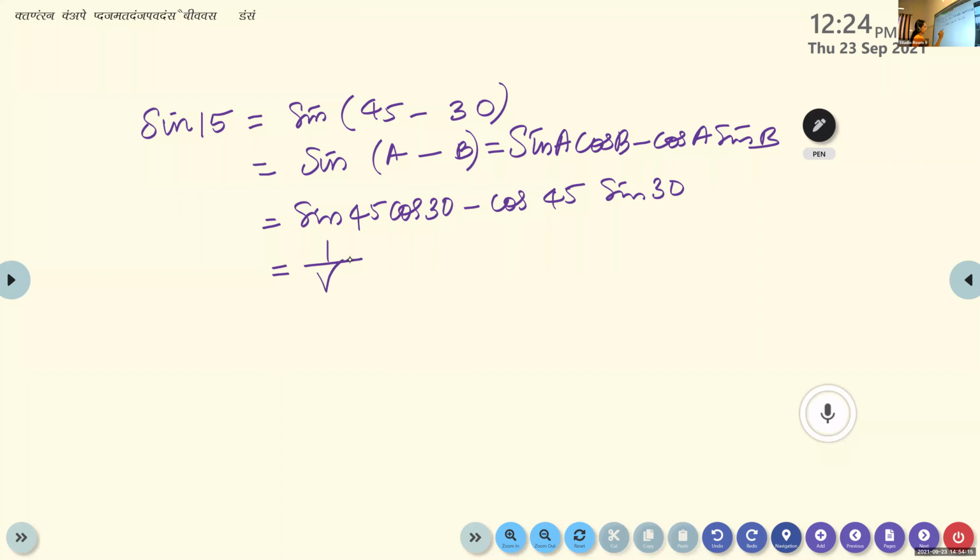And cos 30, Anaga? Cos 30 is root 3 by 2, minus. Again, John Philip, what is cos 45? 1 by root 2. And sin 30? 1 by 2. So when you simplify this, we get root 3 minus 1 by 2 root 2. Is it correct? Are you getting this answer? Yes, ma'am.